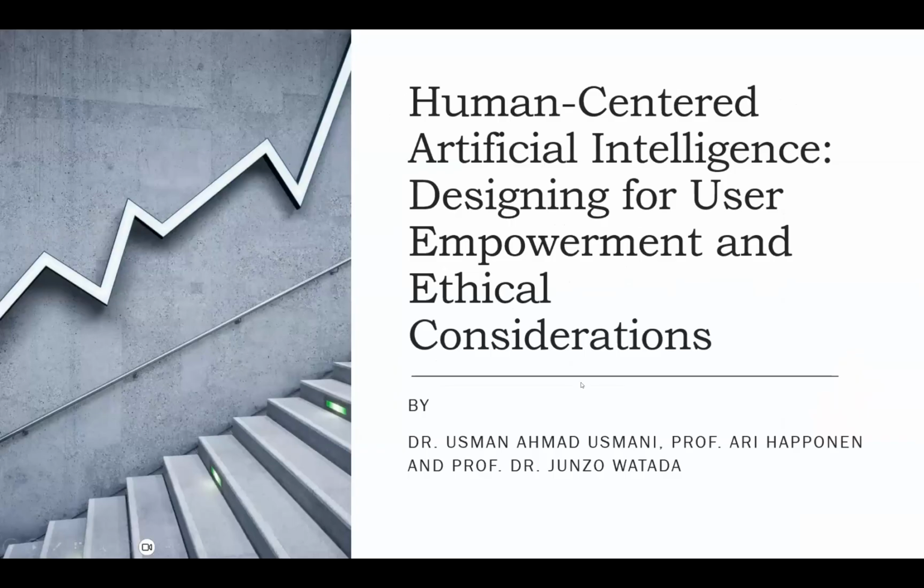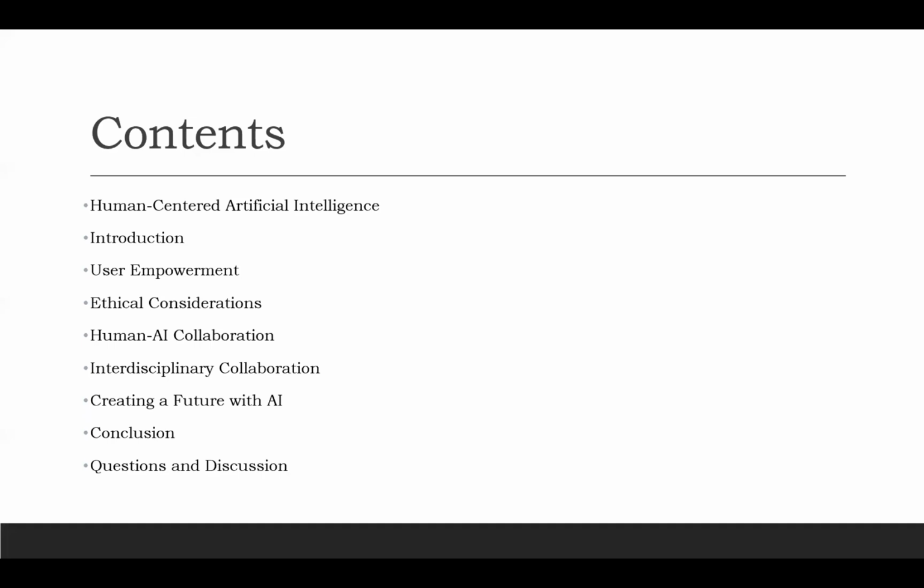The topic of my presentation is human-centered artificial intelligence: designing for user empowerment and ethical considerations. My name is Usman Ahmed Usmani, and I am currently working as a postdoctoral researcher at United Arab Emirates University. Coming to the contents of this work, we'll first go through an overview of human-centered artificial intelligence, then briefly introduce it, then user empowerment, then the ethical considerations, and then human and AI collaboration, the factors that affect human-AI collaboration and interdisciplinary collaboration, and then creating a future with AI.